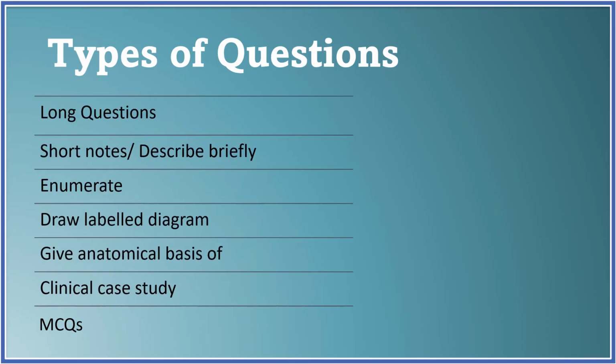The types of questions that are asked in either part completion exams, terminal exams, pre-professional or professional exams belong to the following categories. These are long questions, short notes or describe briefly, enumerations, draw and label diagrams where you just have to draw the diagram and label it. Then we have give the anatomical basis of some clinical condition or the embryological basis of some clinical condition, then clinical case study and MCQs. This video will not include clinical case study and MCQs. I will put up a separate video for these types of questions.